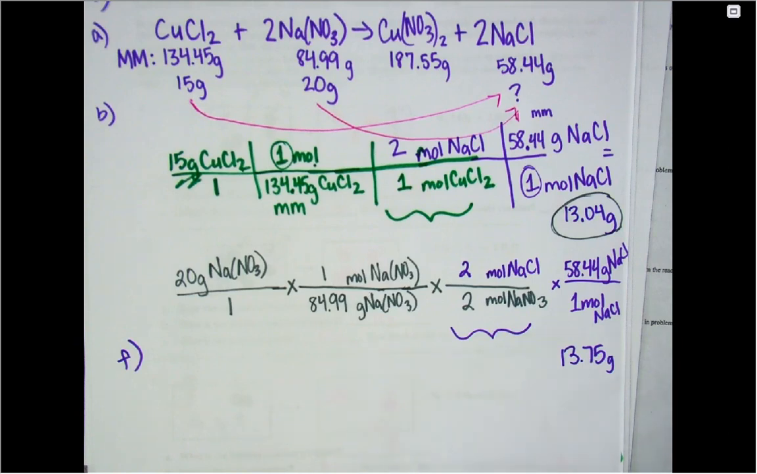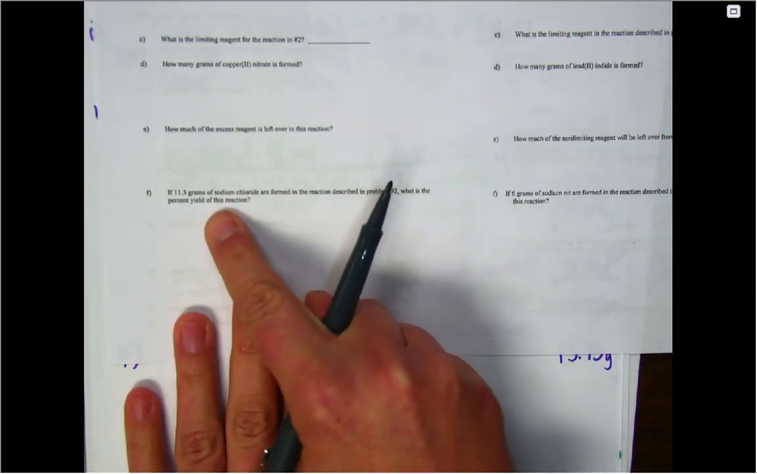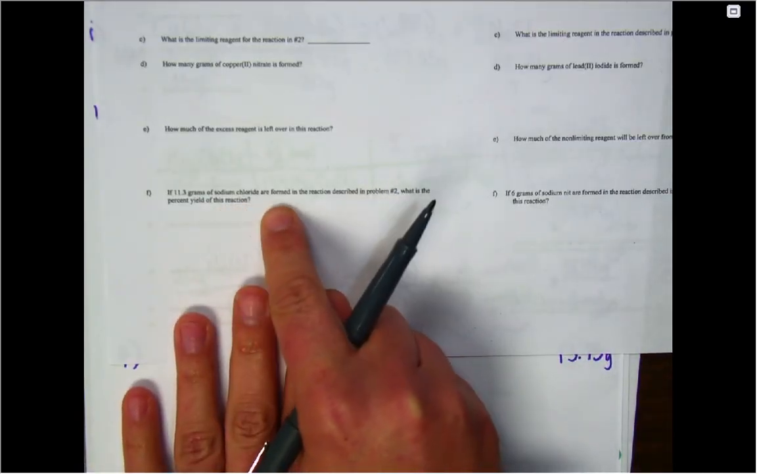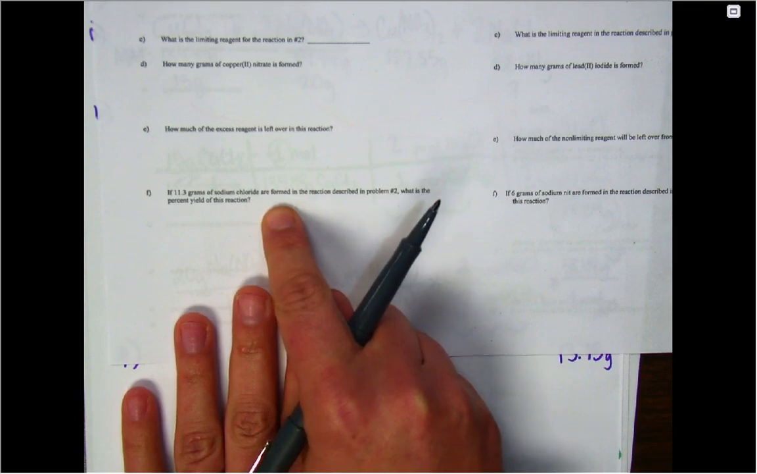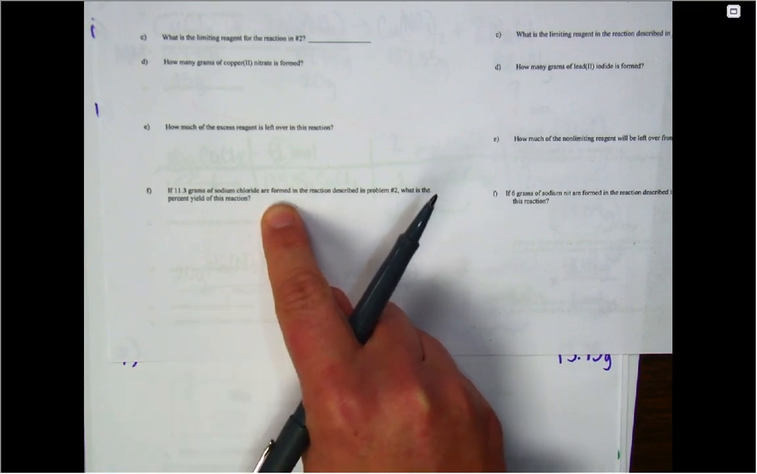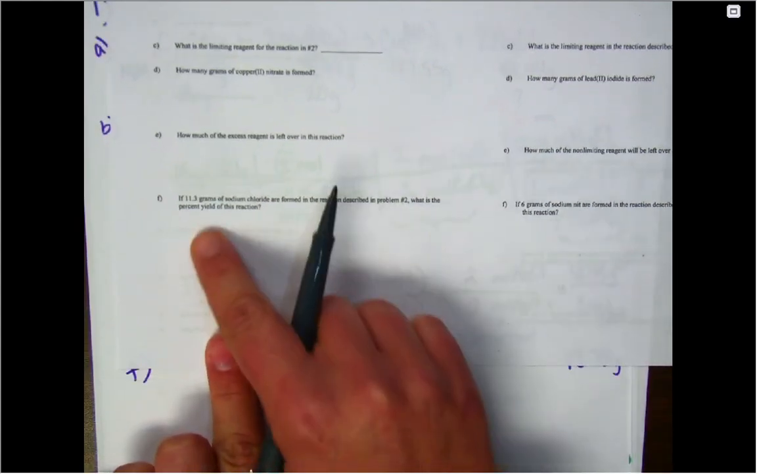Now, letter F is asking us to... letter F says, if 11.3 grams of sodium chloride is formed. Sorry, I said that wording wrong. But if 11.3 grams of sodium chloride is formed in the reaction, so that's like a statement. That is telling you the fact. That is what happened. What is the percent yield?